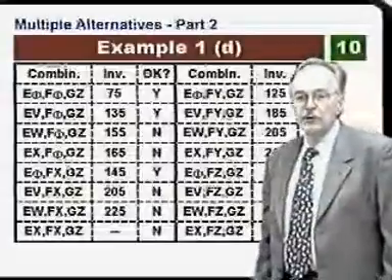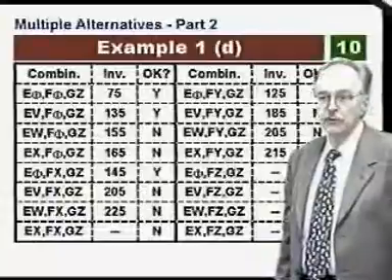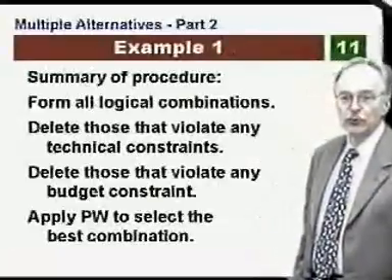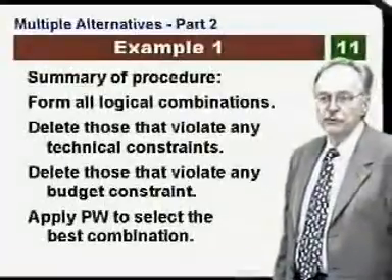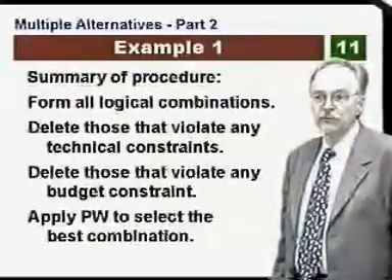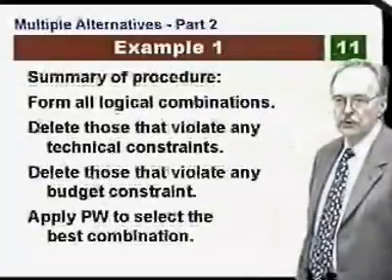So there are the 64 combinations. We throw away the ones that are infeasible, either for the technical reason or because of the budget limit, and then we would simply apply the present worth procedure to select the best combination. So that's the procedure for very involved problems where you have both mutually exclusive features and independent features structuring the alternatives.